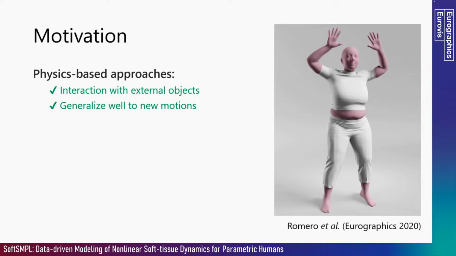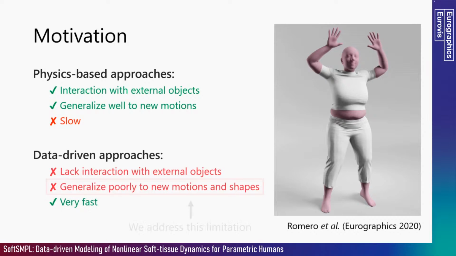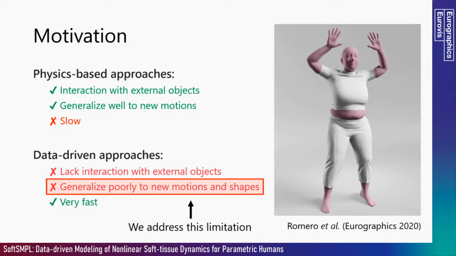Unfortunately, due to the inner complexity of the human body, physics-based models tend to be slow and are not suitable for interactive applications. In contrast, data-driven approaches learn soft tissue deformation directly from data, avoiding the physical simulation instead. Existing data-driven methods lack interaction with external objects and generalize poorly to new motions and shapes. Despite these limitations though, data-driven methods have become quite popular because in comparison with physics-based approaches, they are very fast. Our work focuses on overcoming the generalization issues while keeping the computational cost low.